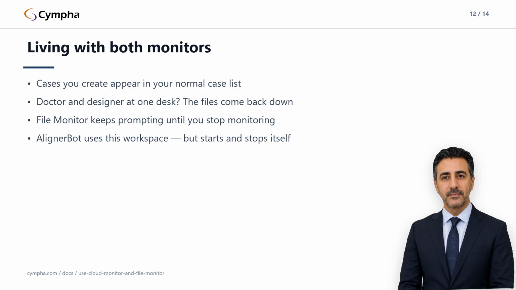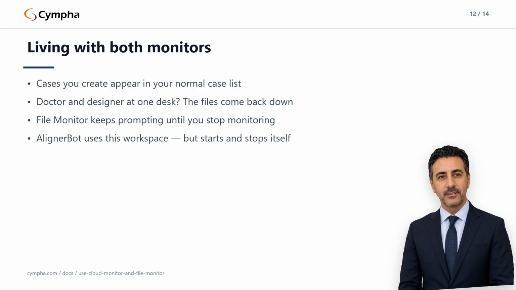File Monitor, meanwhile, runs until you stop it. Until you click Stop Monitoring, the agent will keep poking you about every new file that lands in a watch folder, which is the whole point. But if your scanner also dumps temporary files there, use Ignore on them. The agent remembers ignored files and stops asking.